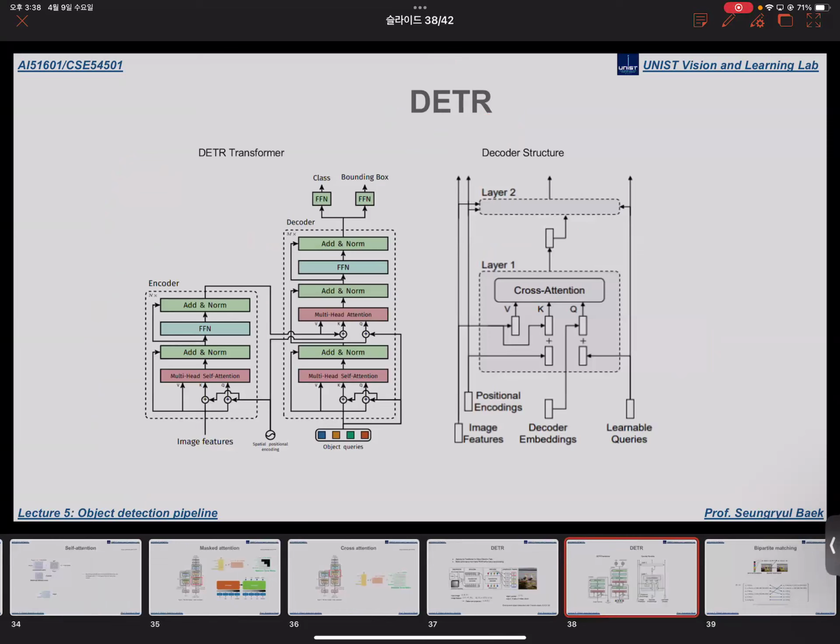So I will explain how we can extend this towards the image domain. Okay.